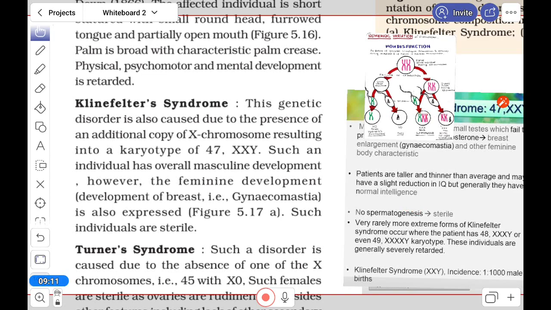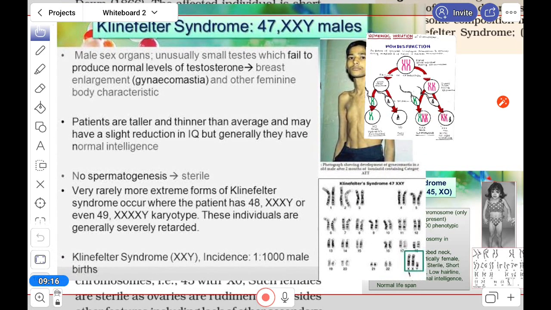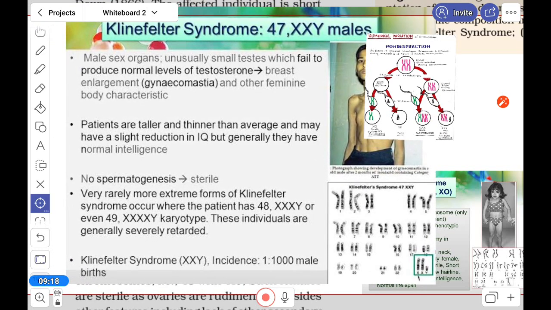Let's see here. Look at here. In this, the male sex organs, usually small testes, fail to produce normal levels of testosterone. Breast enlargement, gynecomastia, is there. The patients are taller and thinner than average, and may have a slight reduction in IQ level also. No spermatogenesis, sterile, meaning further generation is not possible.